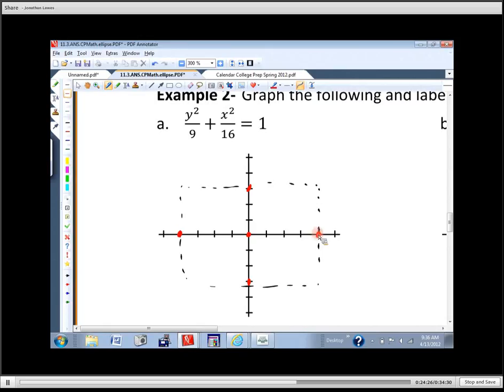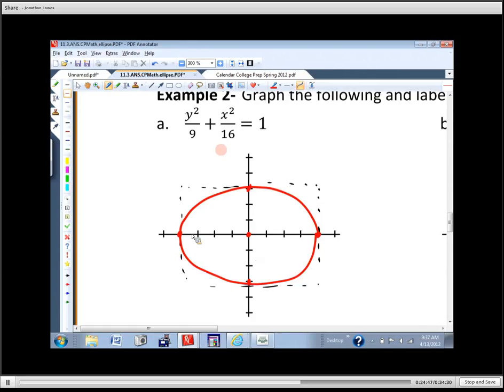Looks like this. Okay, it's a little better. These are all easy points to label, right? Okay, you can label those, no problem. Now, I do need to mark where the foci are, and I need to label those.